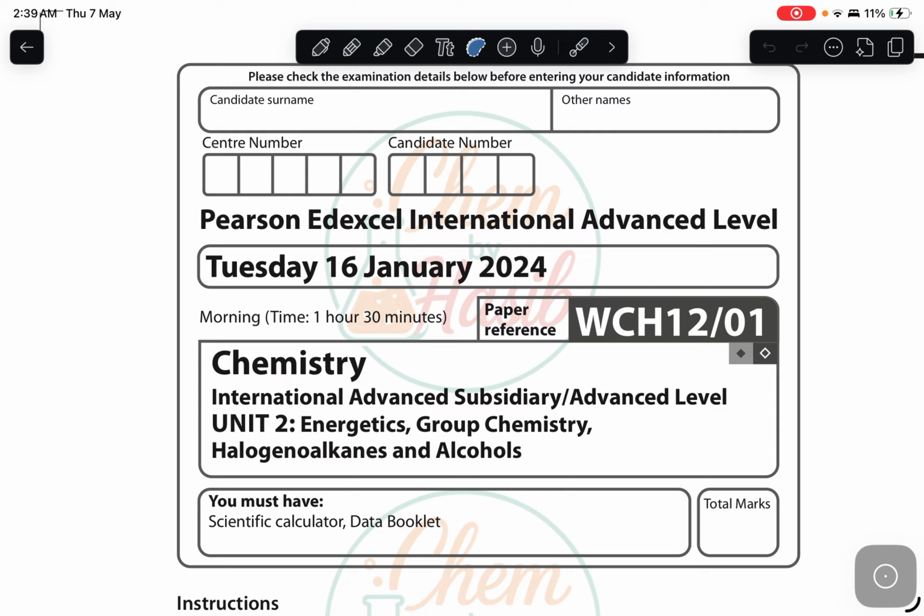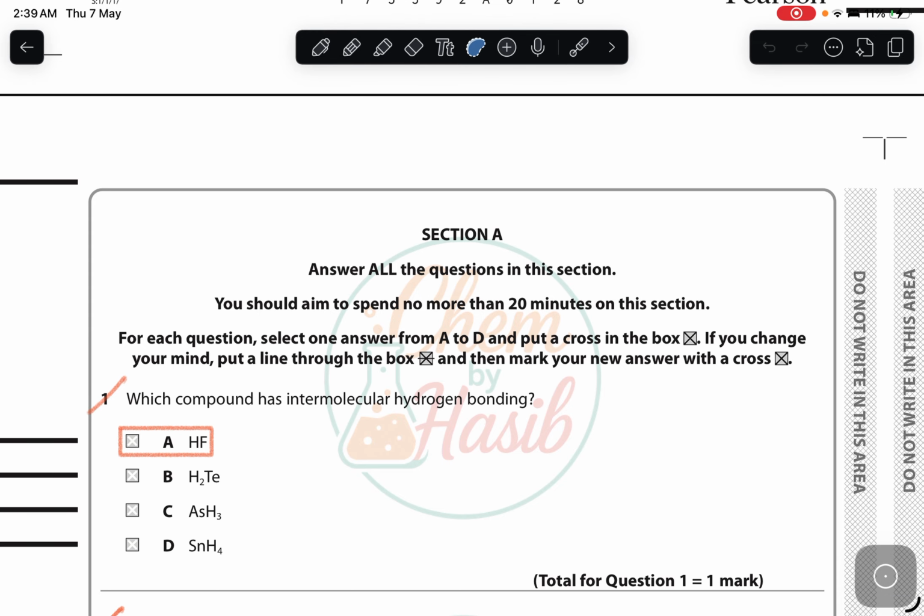Today we will be solving some selected questions from January 2024, Unit 2. So, firstly, we move on to section A. Question number 1, which says, which compound has intermolecular hydrogen bonding?